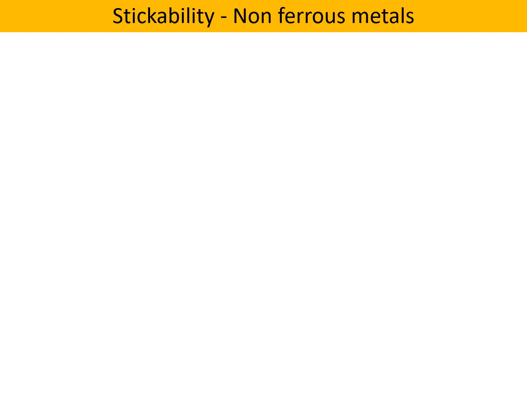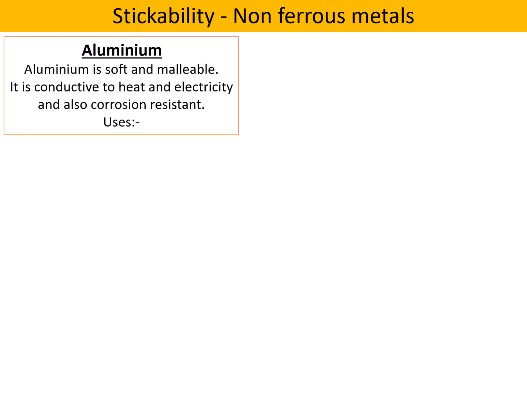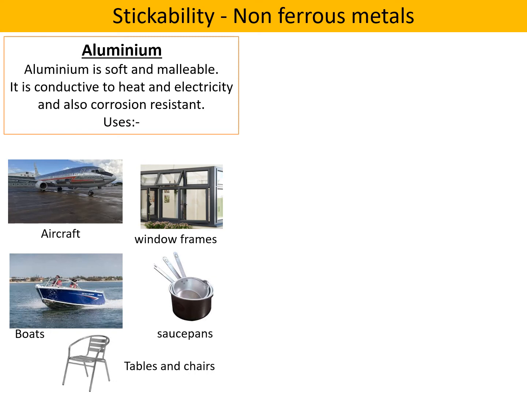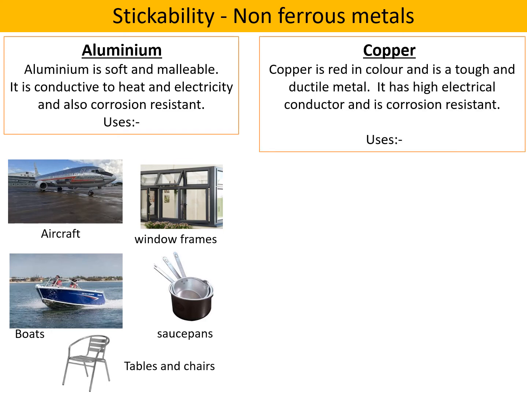Let's look at non-ferrous metals. Non-ferrous metals include aluminium. Aluminium is softer and very malleable, so it can be shaped into different kinds of shapes. It's conductive to heat and electricity. And it's also corrosion resistant. This makes it suitable for things like boats, saucepans, tables and chairs that go outdoors.